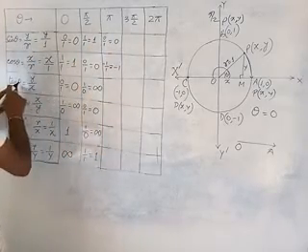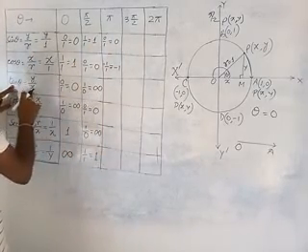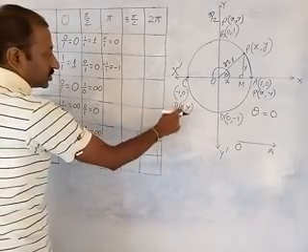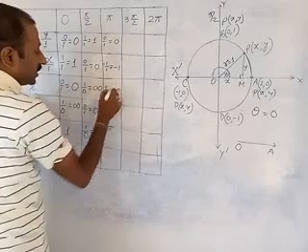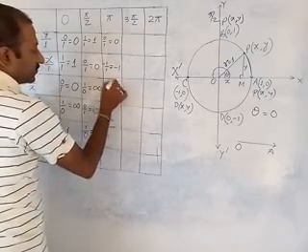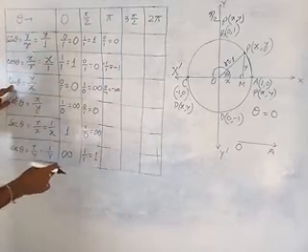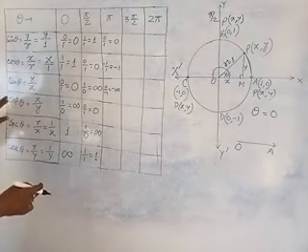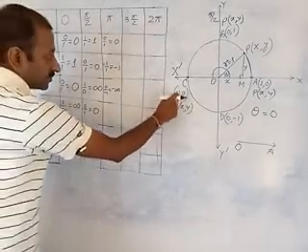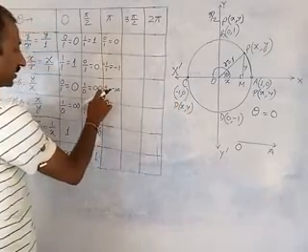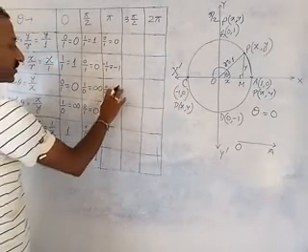Tan pi. Tan is y by x. What is y? Y is 0. So 0 by minus 1 equals 0. Then cot theta is x by y, which is minus 1 by 0. So we say minus infinity because we keep the minus sign there.